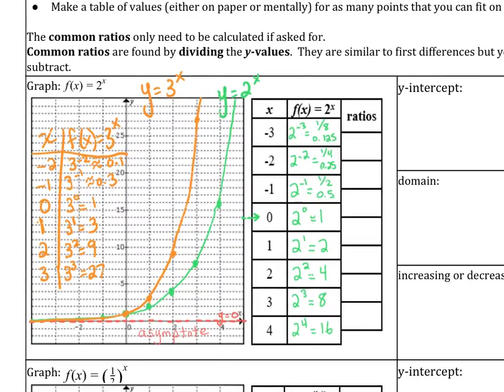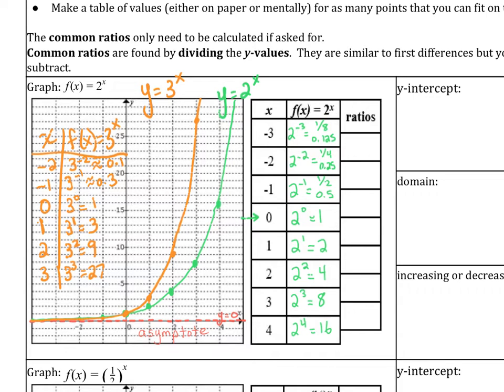So instead of taking 16 and subtract 8, we're going to take 16 and divide it by 8, and that gives you 2. The next one, 8 divided by 4 is 2. The next one, 4 divided by 2 is 2. And it ends up that they're all equal to 2.